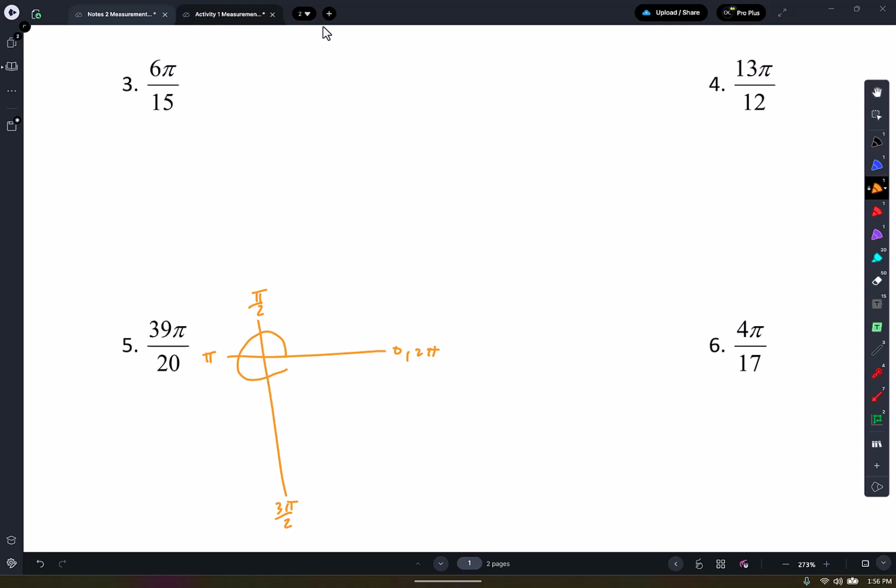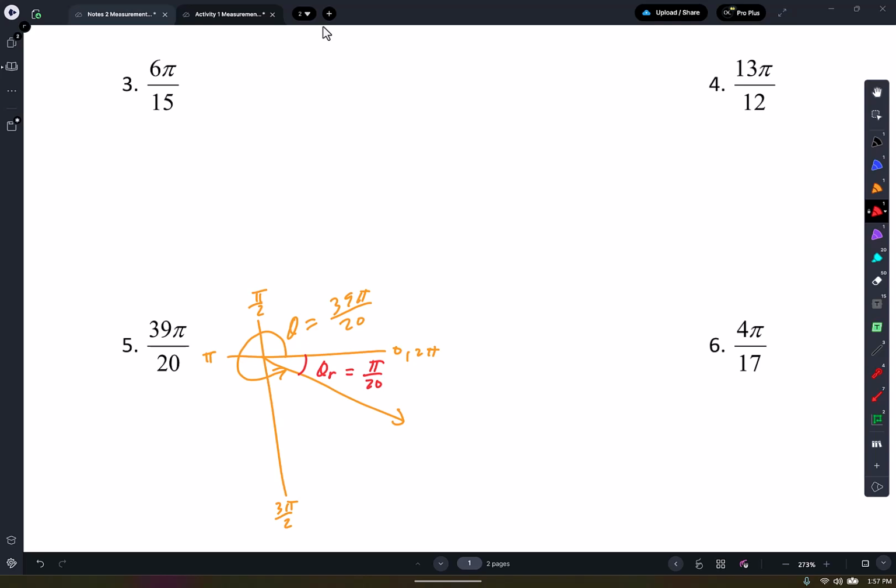Bam, like that, and it's super close to the x-axis. It does not have to be to scale. There it is, 39 pi over 20. So finish there, and then we'll talk about the reference angle. Here's my reference angle right here in red. What is that reference angle? Yeah, 1/20th of pi, or 1 pi over 20, or however you want to think about it.